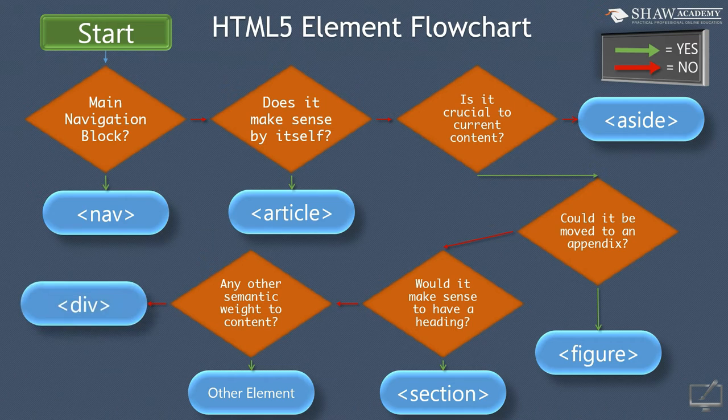We will always have the div. The div is just a nice divider or a nice division that we can use to section off parts of our document and then target it later for styling. But pretty much for everything else, we've got articles, sections, figures, asides, and navs. The ones that you're mainly going to be using are nav, article, and section.